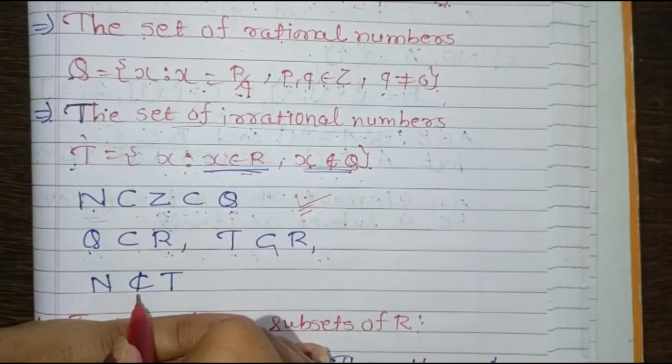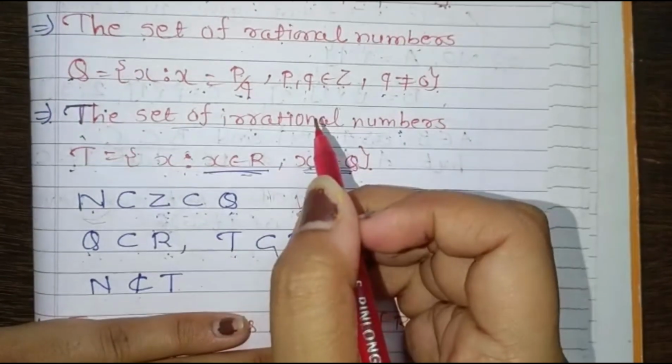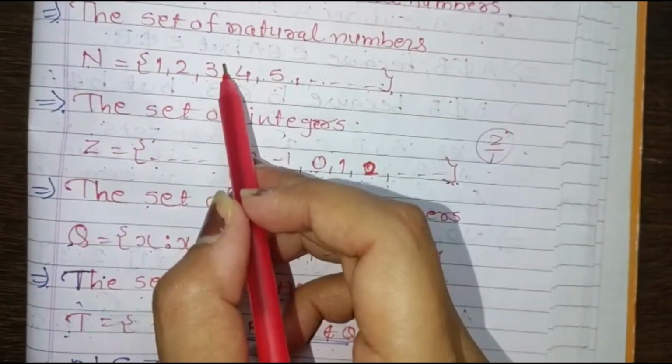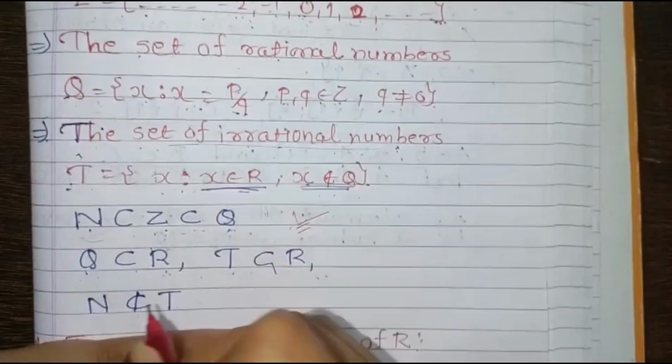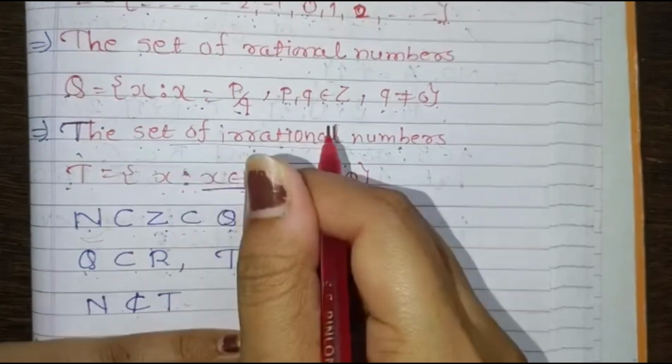Next, N is not a subset of T. Why? Because natural numbers do not belong to the irrational numbers. That's why N is not a subset of T.